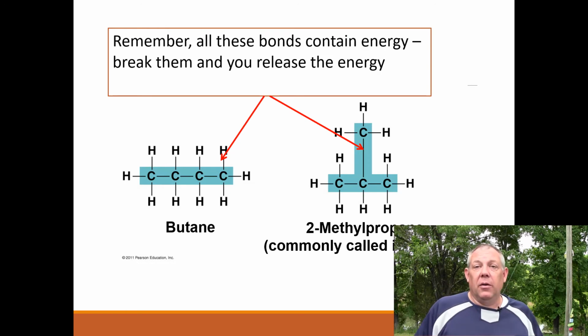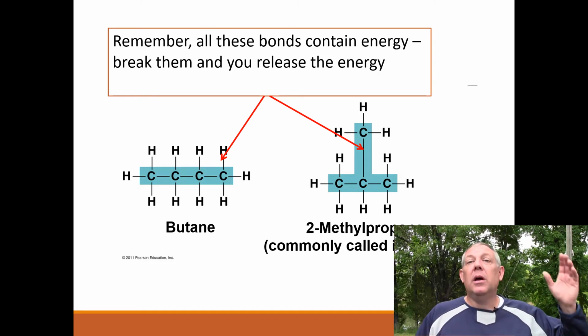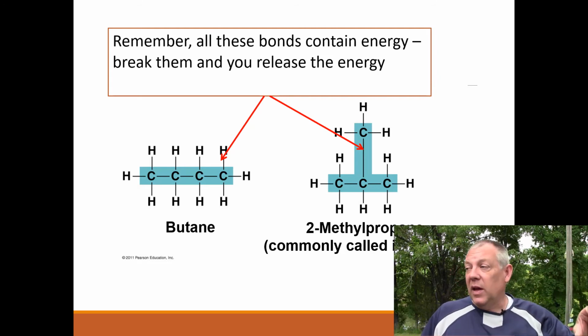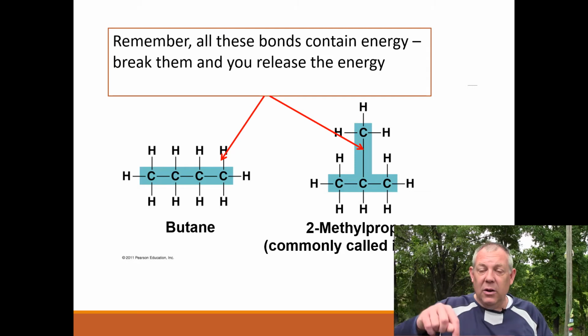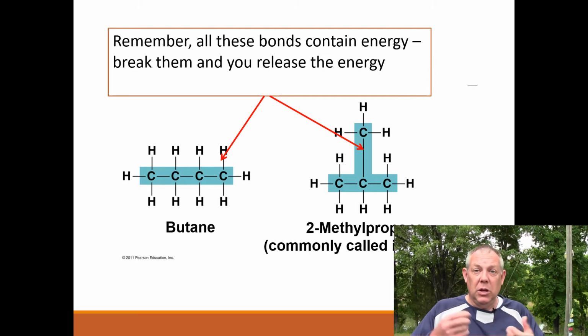And so that's what I'm saying here. All those bonds have energy. When you break them, you release that energy, and you can use that energy for other chemical reactions. And so hydrocarbons have tremendous amounts of energy. But again, where did that energy come from? Ultimately, it came from the sun. It went into a living thing. That living thing died and got buried. That energy is still in those bonds. And now we dig it up and we use that energy for other chemical reactions.